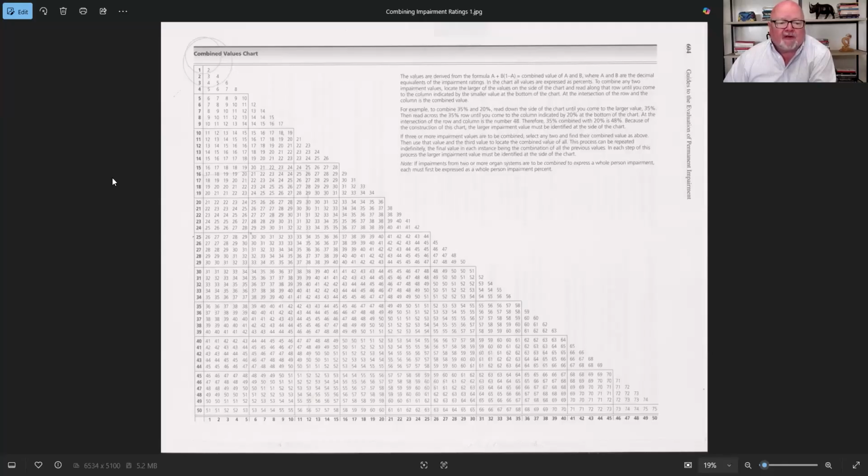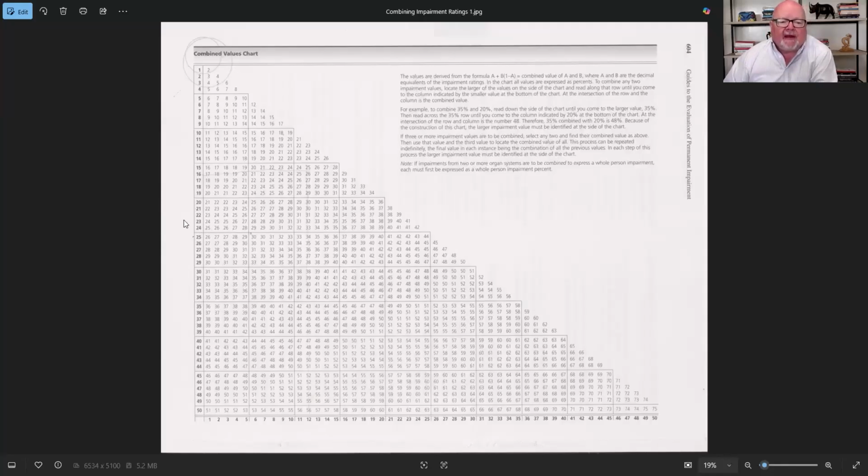So now I'm going to come over to 28. I'm going to start over. I'm going to come over to 28, and my next number was 5. So I'm going to come over to 5, come up to 28, which is 32. 32. So see, in this case, it eliminated 3 whole person impairment points relative to adding.